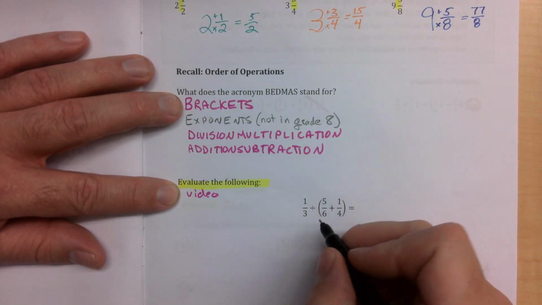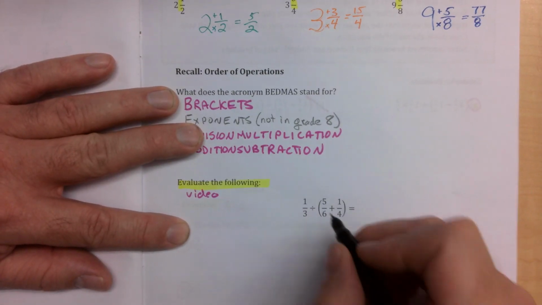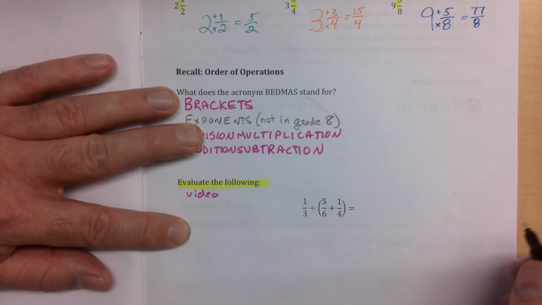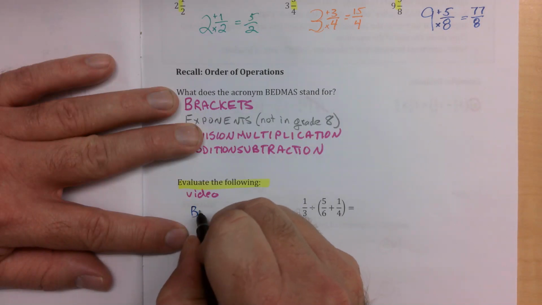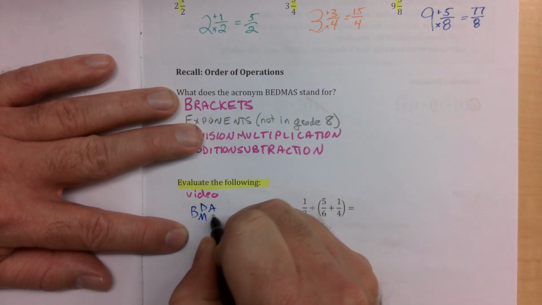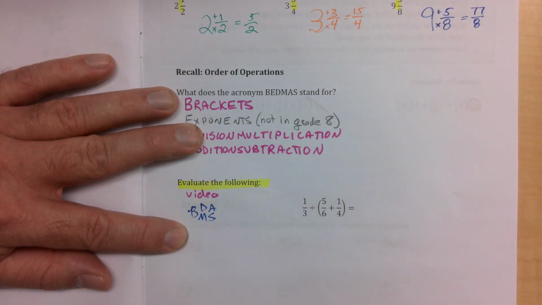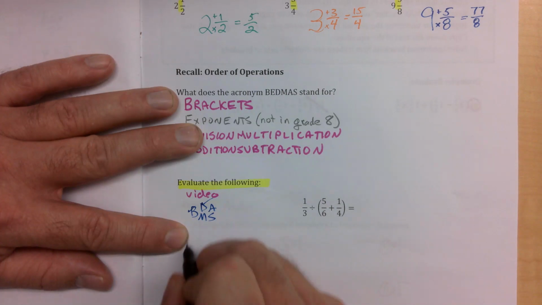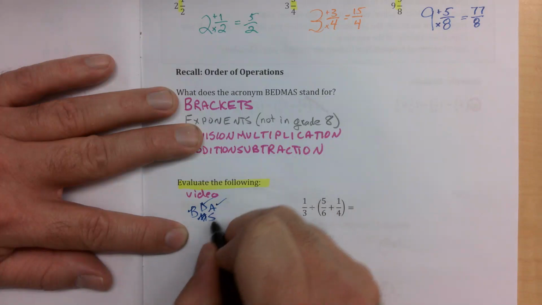All right, let's evaluate this. Well, frankly, this is a lot less complex than some of the harder questions in lesson 5, so this shouldn't take us too long here. We have BEDMAS, right? Do we have brackets? Yes, we do. Do we have division? Yes, we do. Do we have multiplication? No, we don't. We have addition, and we don't have subtraction.